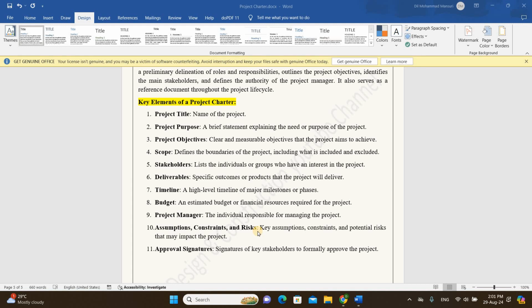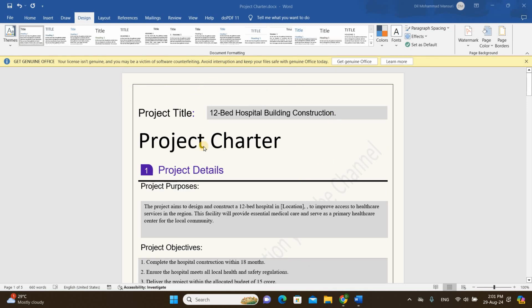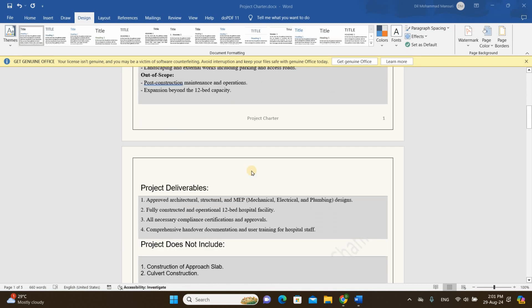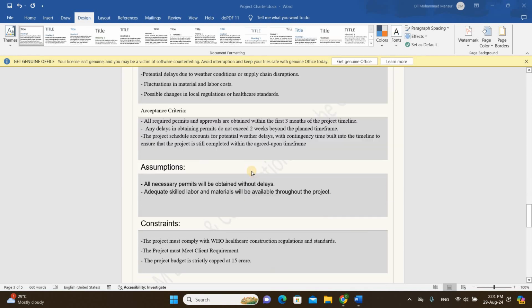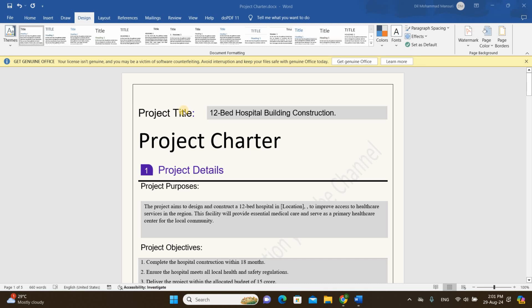So let's see how we will practically prepare the project charter. I have prepared one template for explanation. This is the project title, the first of the basic key elements of a project charter. The project title is the name of your project. Suppose I'm handling a hospital building construction project. So the project name is 12-bed hospital building construction. This is the project charter.